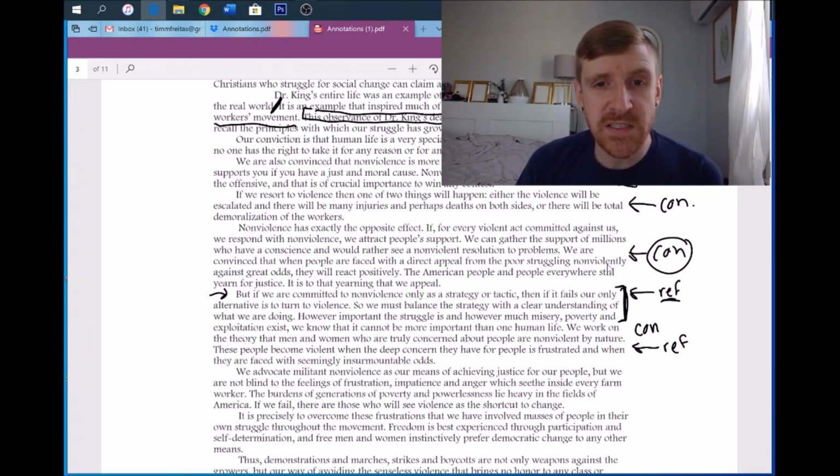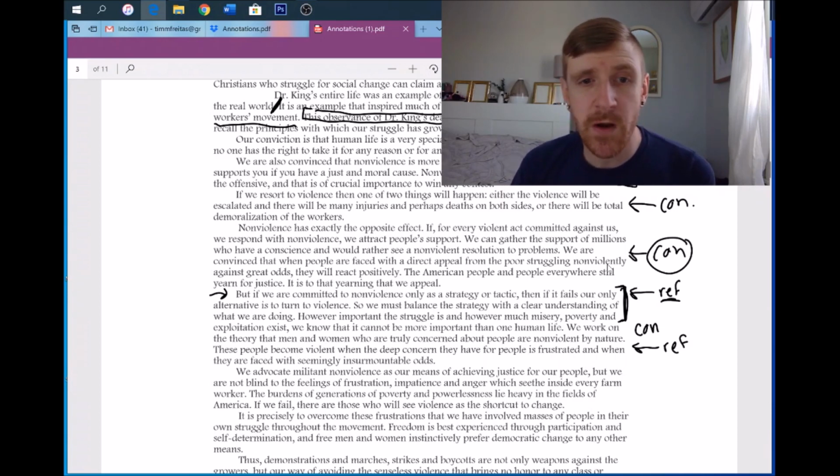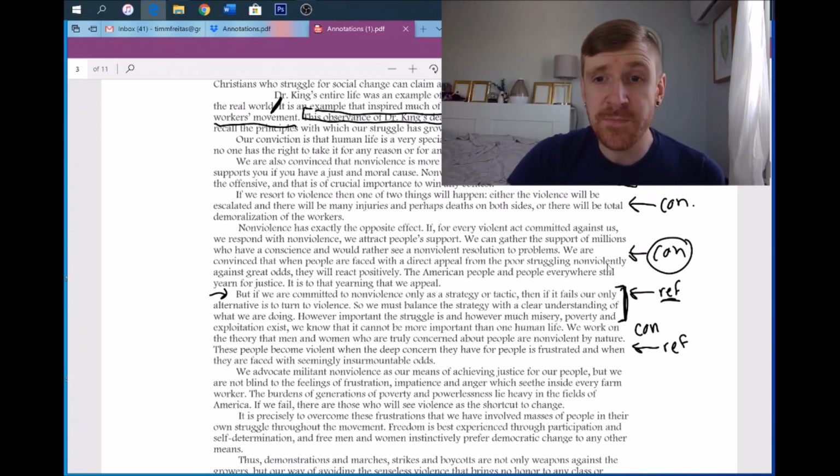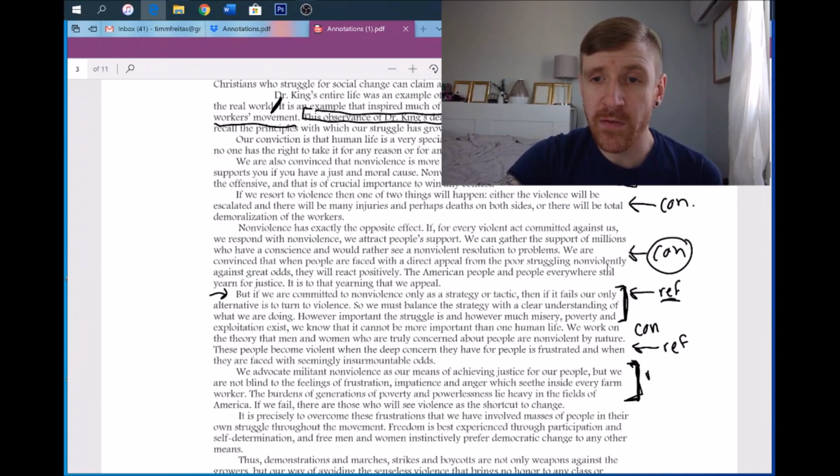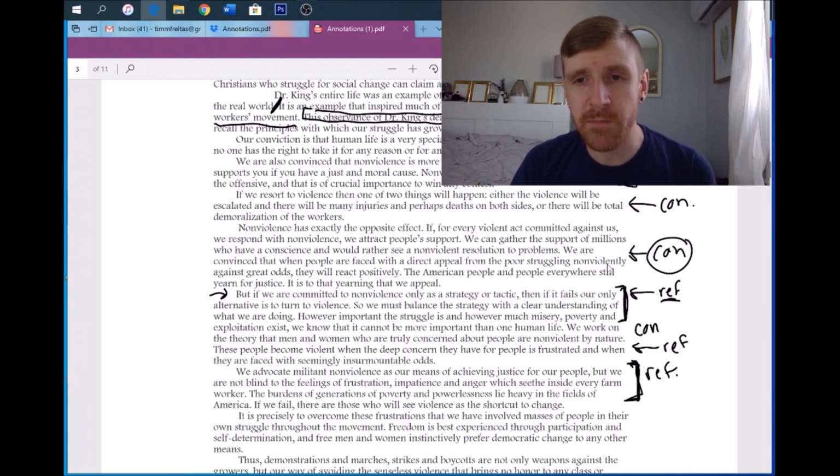It says, we advocate militant nonviolence as our means of achieving justice for our people. That's great. And it says, but we are not blind to the feelings of frustration, impatience, and anger which seethe in every farm worker. The burdens of generations of poverty and powerlessness lie heavy in the fields of America. If we fail, there are those who will see violence as a shortcut to change. Once again, we're trying to embrace the idea that there are people that are going to potentially not agree with him because they're too frustrated, but sure enough, he's trying to address that right now.